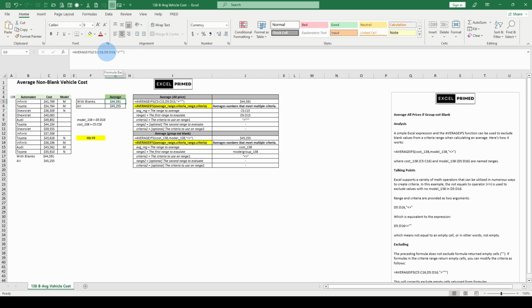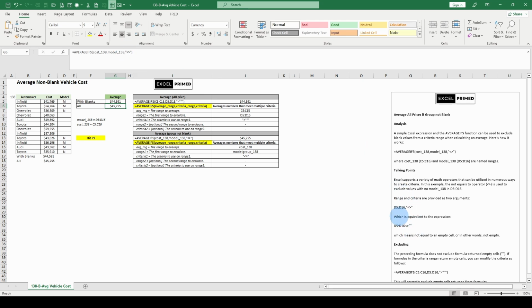Well, in this case, we're asking to average this information, these costs, D5 to D16, equal to blank. Two quotes together equate to a blank, all right? On the other hand, we have greater than and less than, which means not equal. We're saying the equivalent of add up everything, excluding and disregarding blanks. We don't care about blanks using this operator.